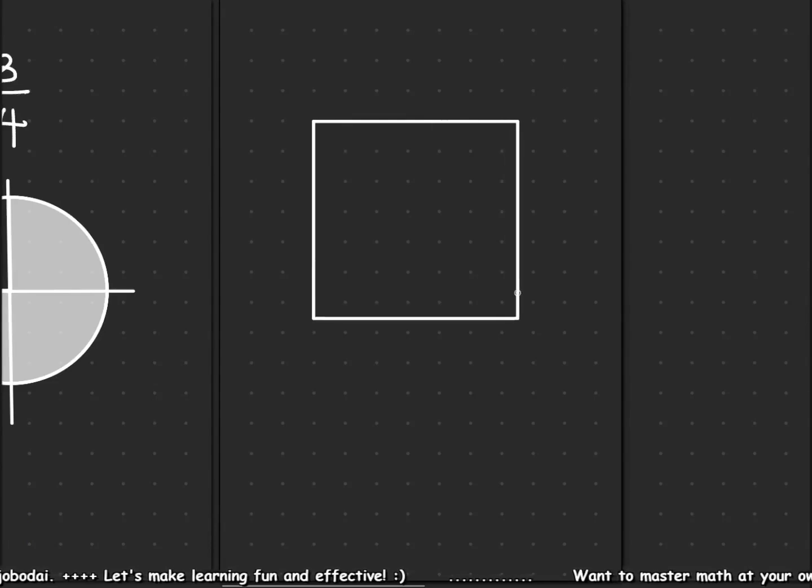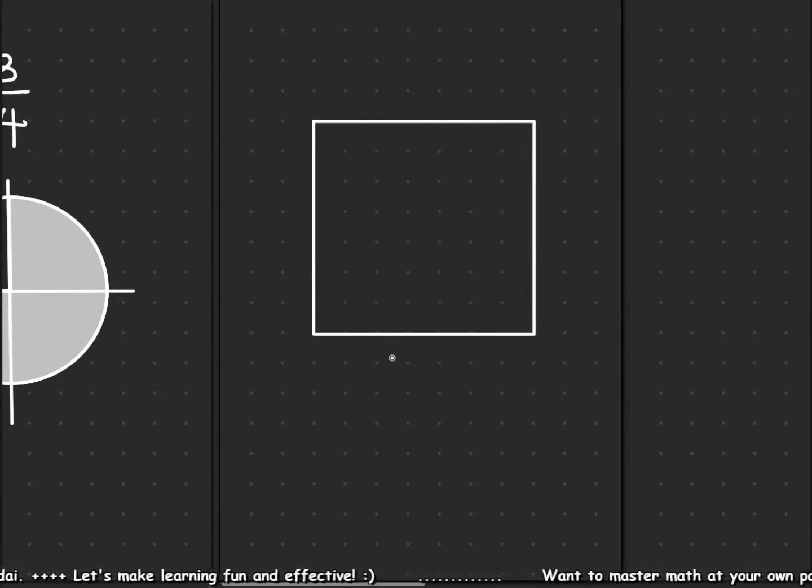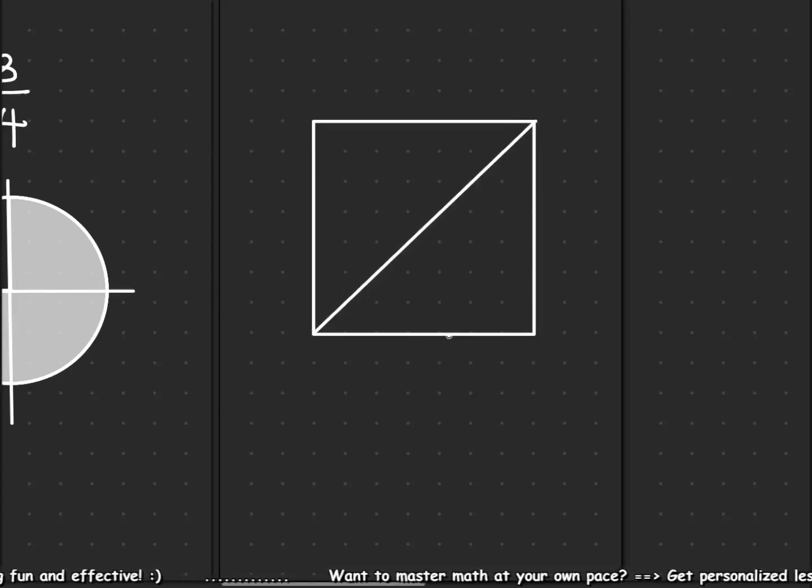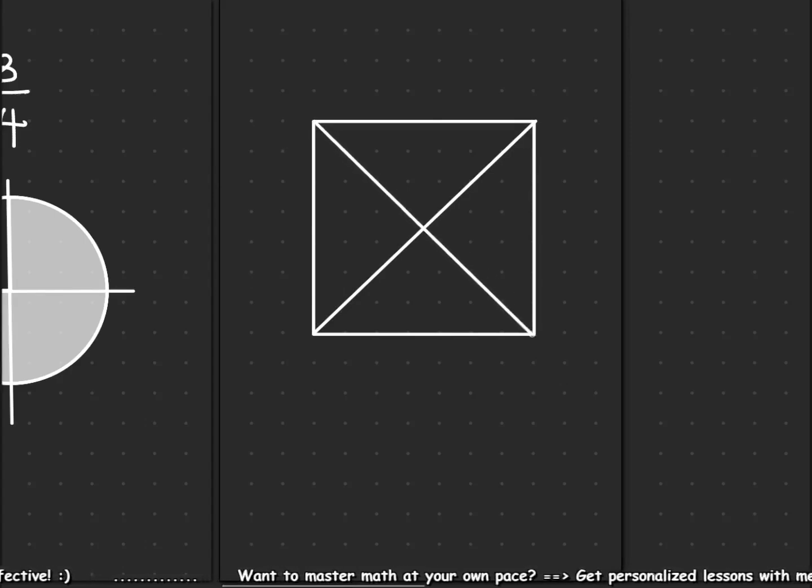So I have my square here, and I'm going to do what? Divide it into equal portions. Take note, you have to divide it into equal portions. That is what our denominator likes. So I divide it. 1. These are 2 equal portions. You see? And this now becomes 1, 2, 3, 4 equal portions.